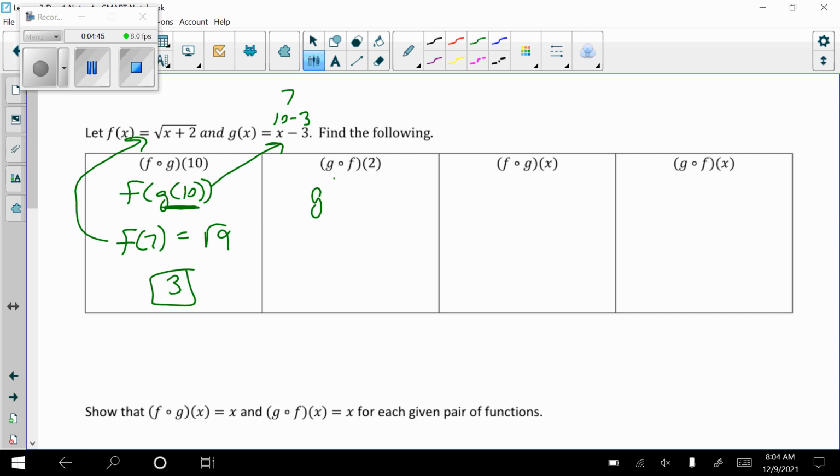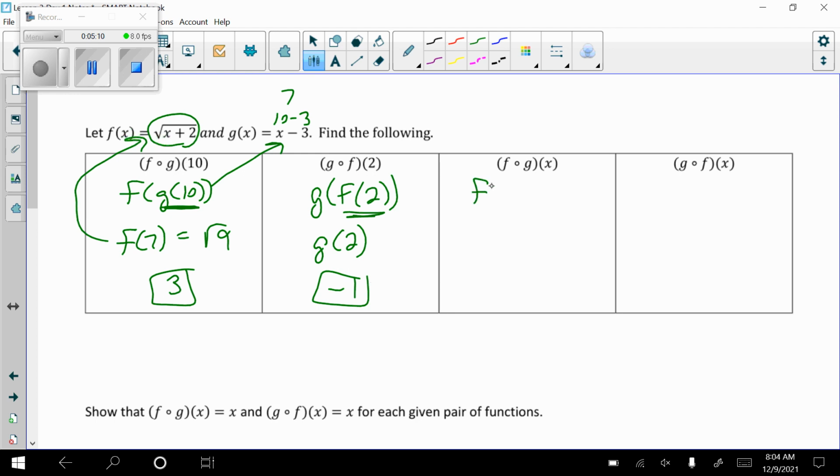So let's do this one. g of f of 2. So f of 2, when I plug it into the f function, I'm going to get 2 because 2 plus 2 is 4. The square root of 4 is 2. So now I'm going to stick 2 into the g function, and I get -1.